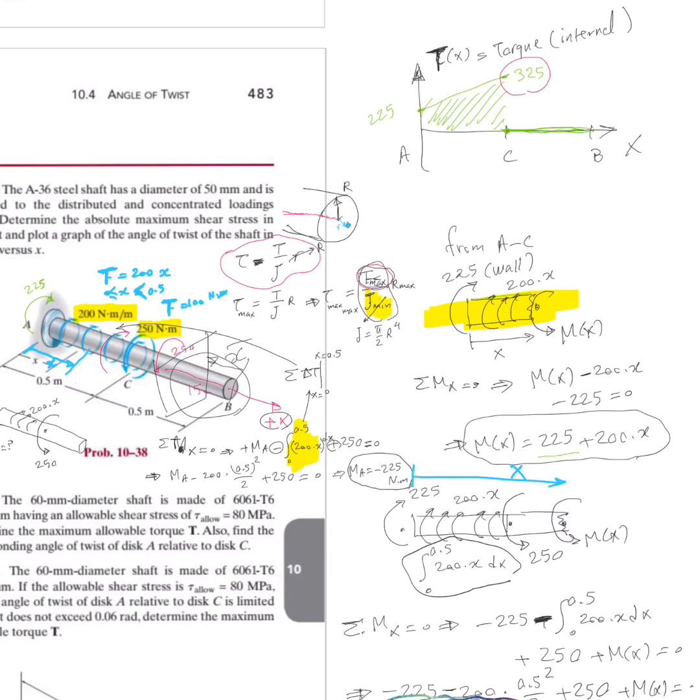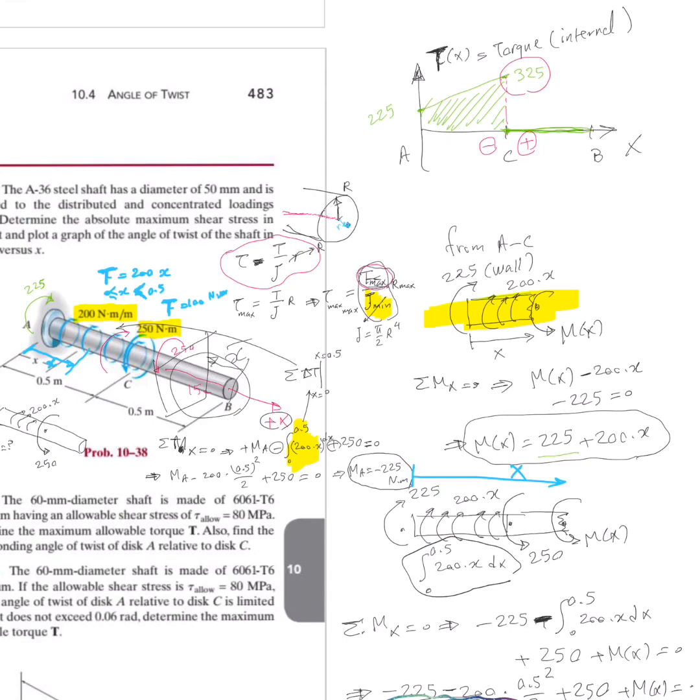325. And it happens just before point C. You see? This is like mathematical abstract. You remember we had negative, positive, just before, just after. It happened just before point C. And its value is 325.